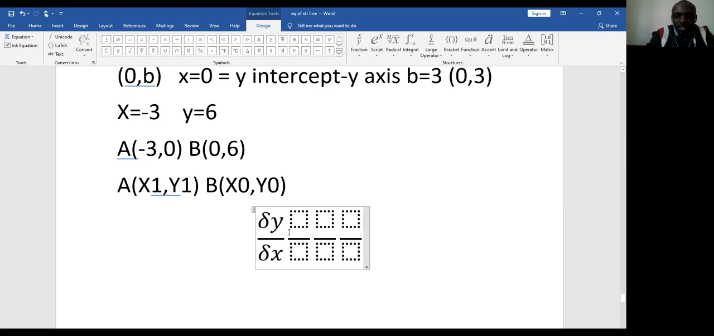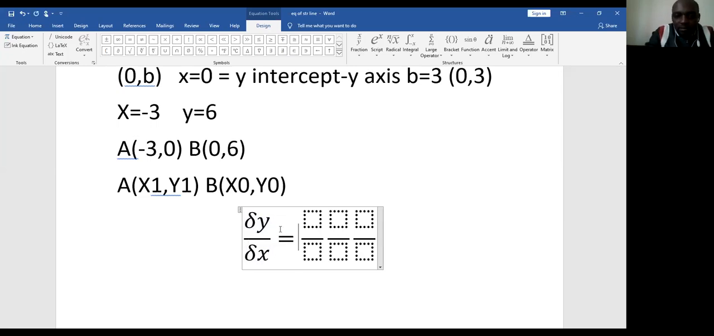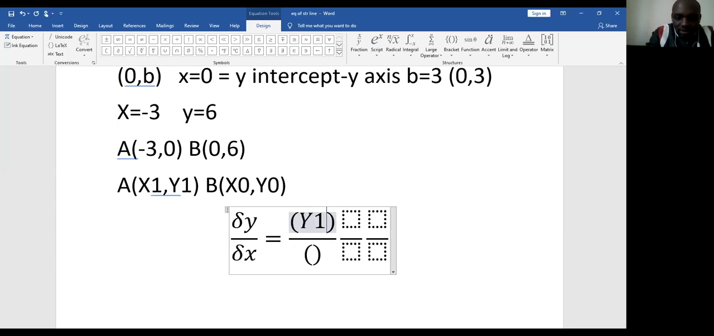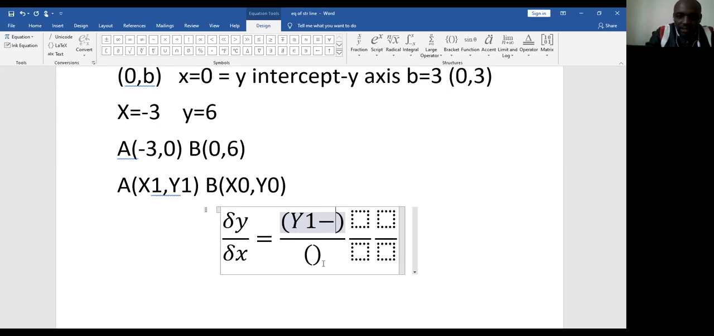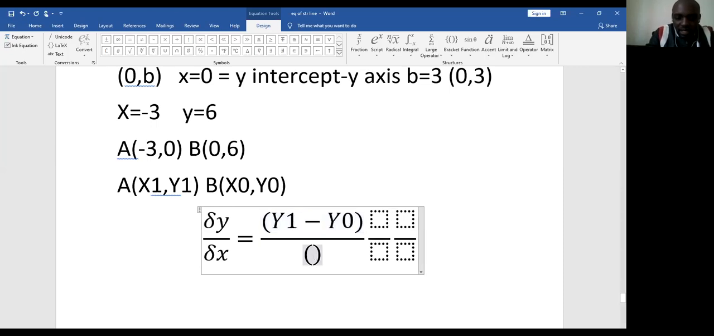Okay, that's what I want. Changing y over changing x is equal to, so you put a bracket here. They also put a bracket in the denominator here. So I say here, changing y is going to be found by y1 minus y0. Changing x is going to be given by x1 minus x0.